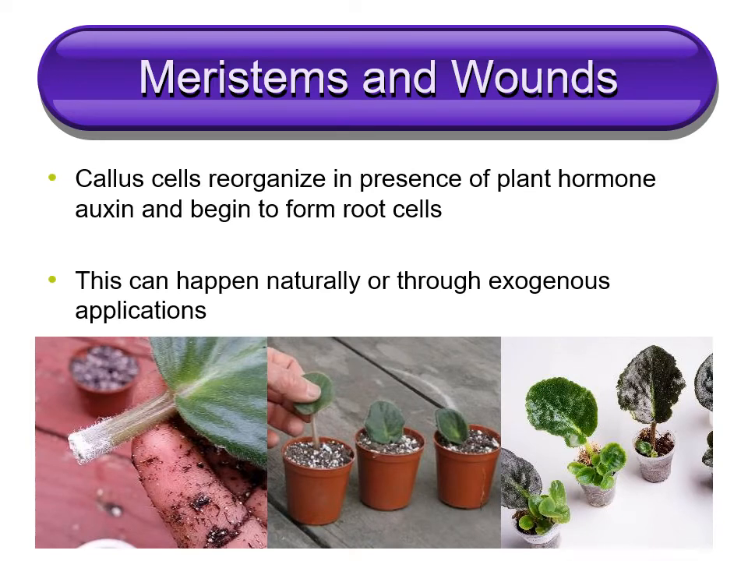Once the callus begins to organize itself in the presence of plant hormones, it will begin to form proper roots and shoots. In this case over here, this cutting has been dipped in a rooting compound, stuck into some soil, and eventually it forms new plantlets. All right. You can rely on what we call exogenous applications of plant hormone or endogenous, which means the hormones that are in the plant all along.